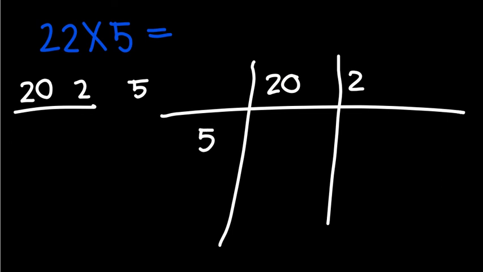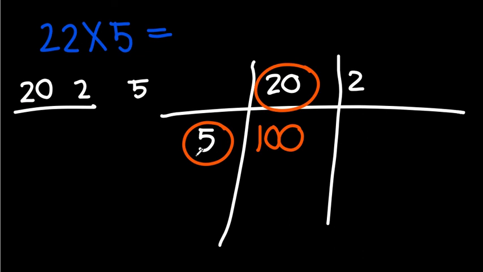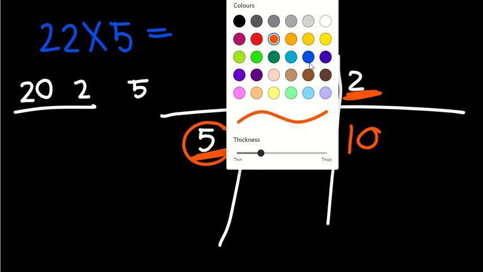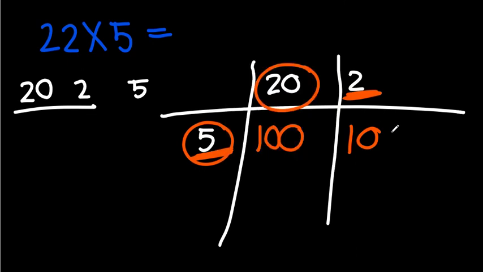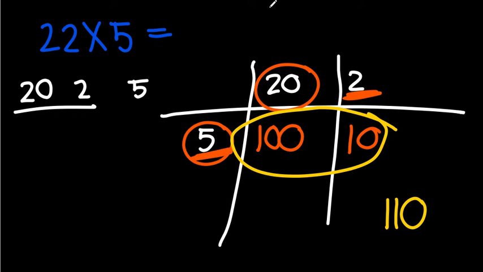And then, same as last time, all we're going to do is multiply the separate parts. So 5 times 20, or we could think 5 times 2 is 10, add a 0. And then 5 times 2 is 10. And then all we do is get the total of those two. So let's add these two up. 100 add 10 gives us 110 in total. And that is our answer there for that one.